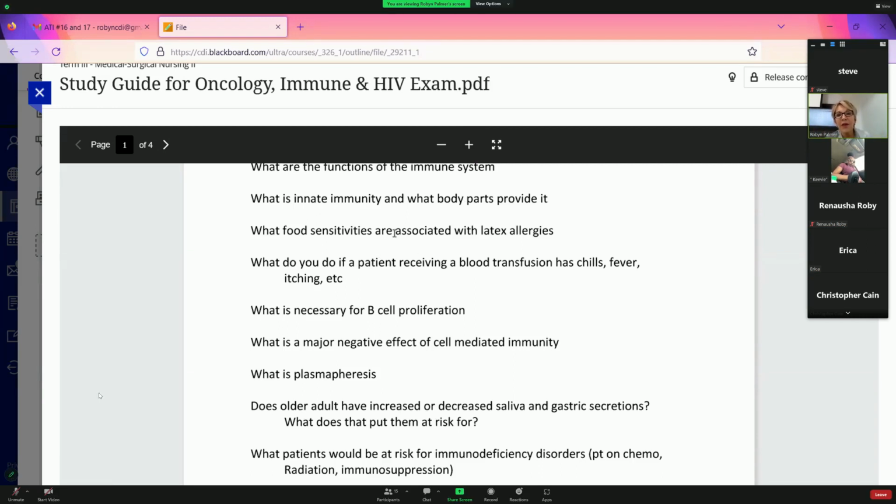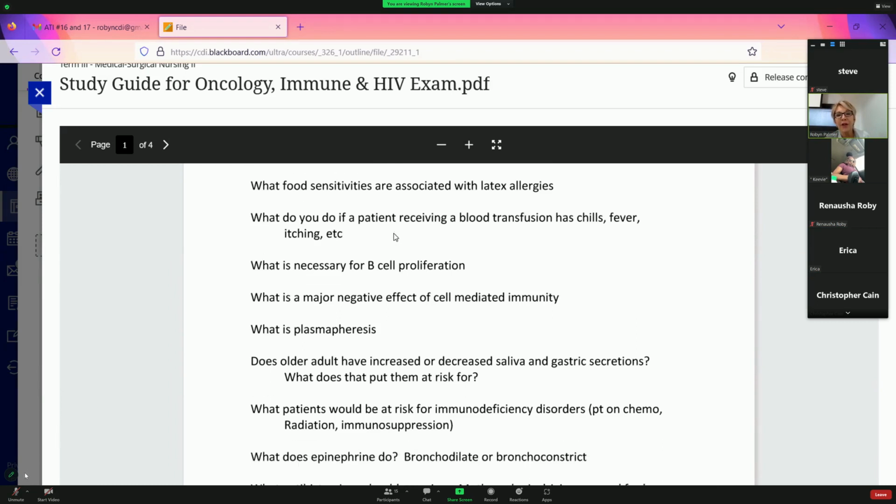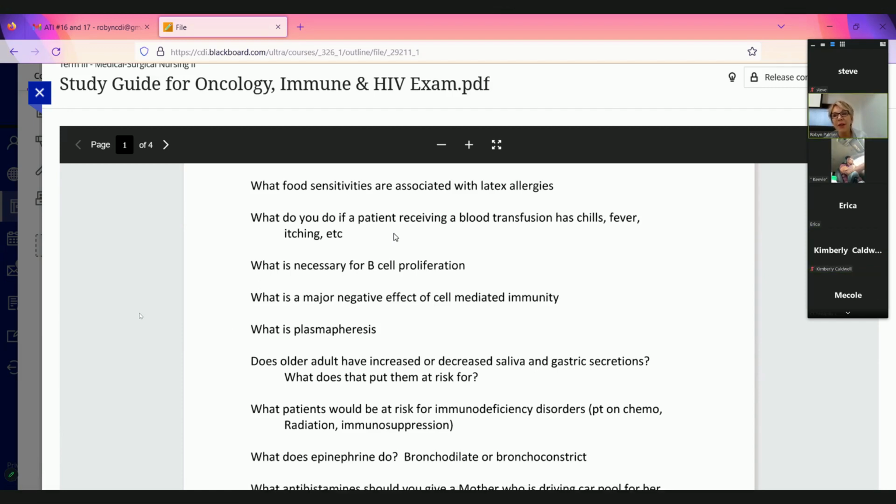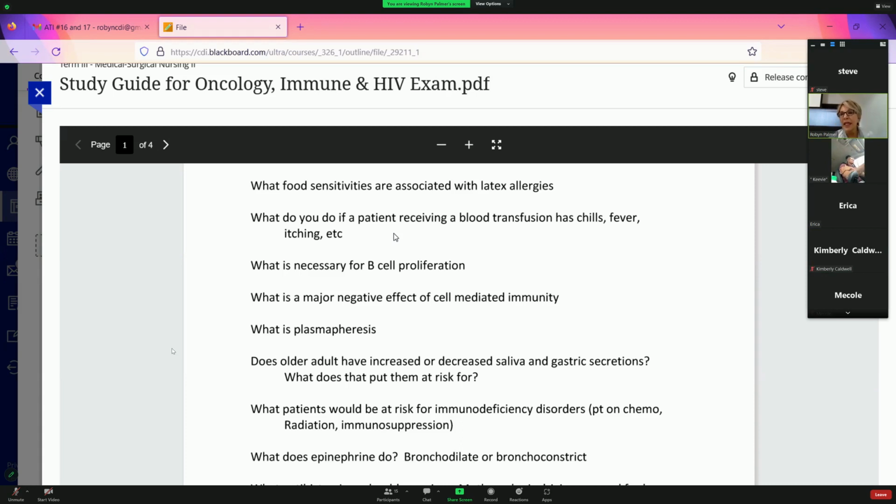What food sensitivities are associated with latex allergies? Eggs. Shellfish. Okay. Bananas, tomatoes, water chestnuts, kiwi, right.